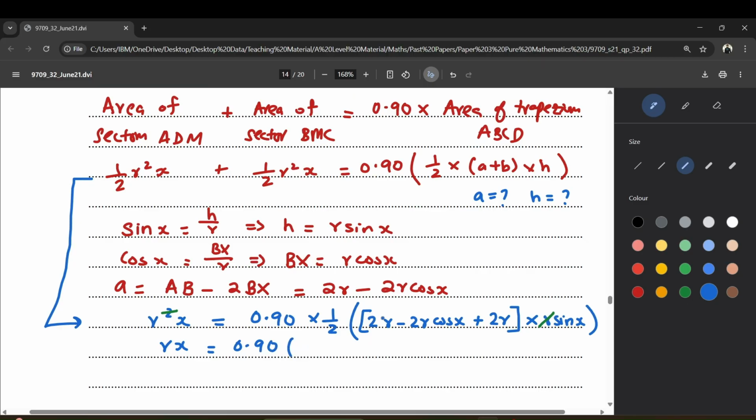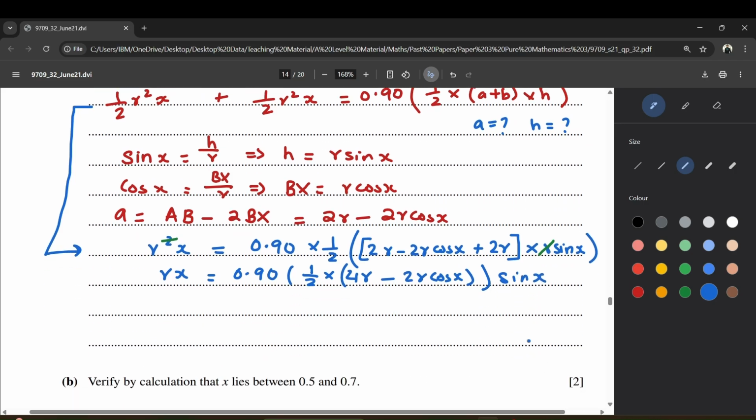0.9 times 2r plus 2r, that will be 4r. So we have half times 4r minus 2r cos x times sine x. Now from the inside we can factorize 2, and that 2 will cancel from the half. So I'll have rx equals 0.9 times. First I'm going to factorize 2. That 2 will cancel with half, so I will be left with 2r minus r cos x times sine x.